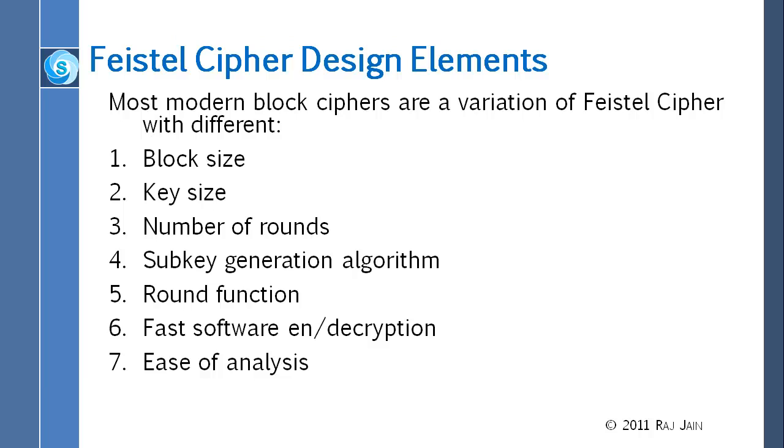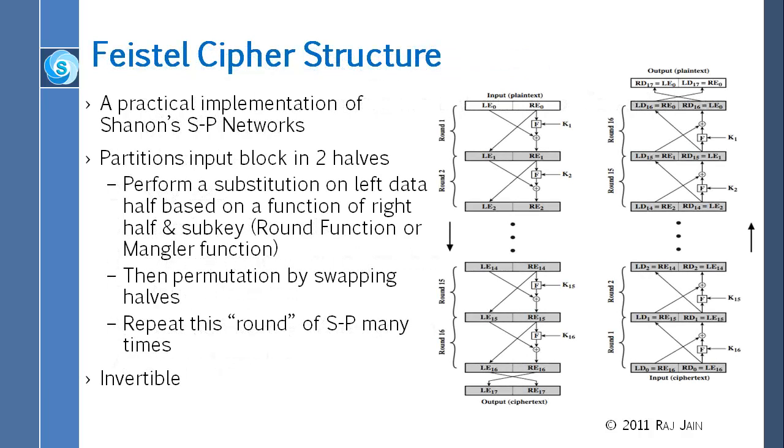Subkey generation algorithm. So here we need 16 keys. Those are called subkeys, but you just get one key somewhere. From that one key, you have to get 16 keys. How do you get 16 keys out of one key? Right? That is the subkey generation algorithm. Round function. This function here, which is a complex function that takes the key and the right part, is called the round function. This function has to be selected. And then the fast software encryption decryption.